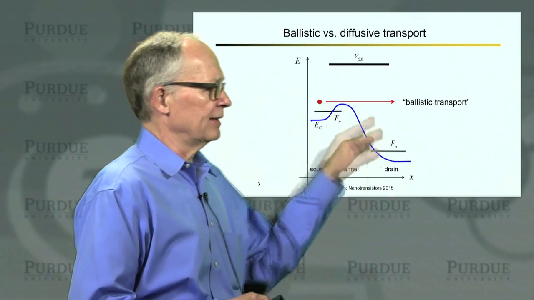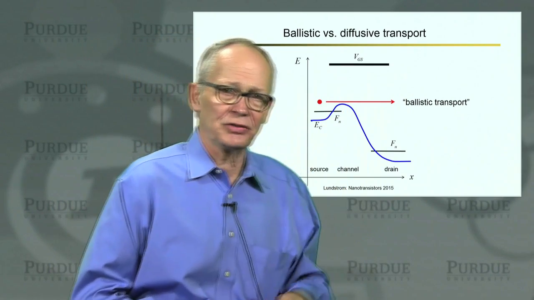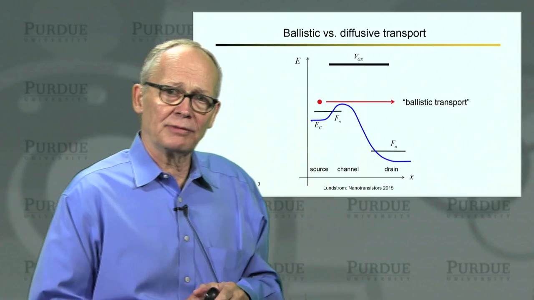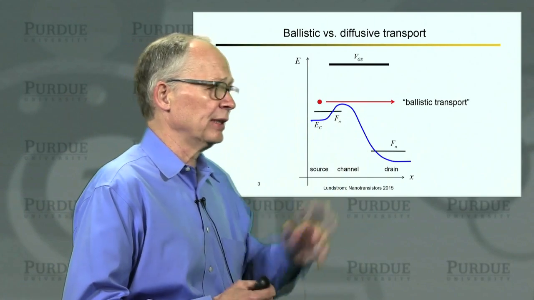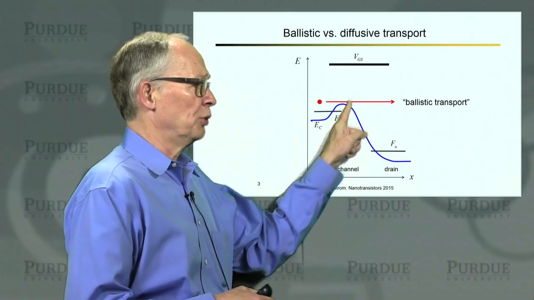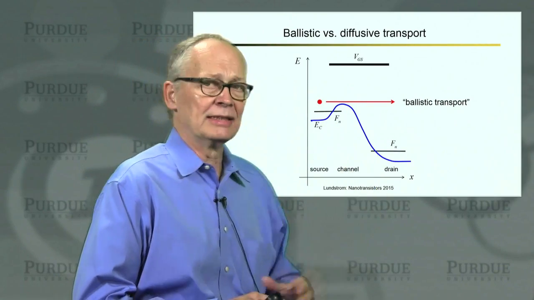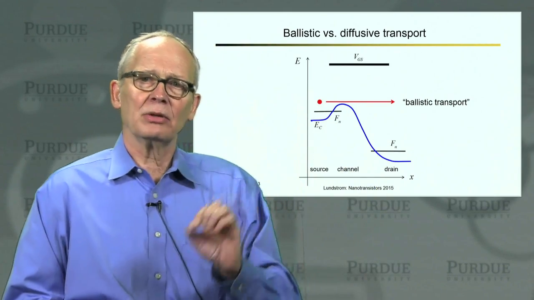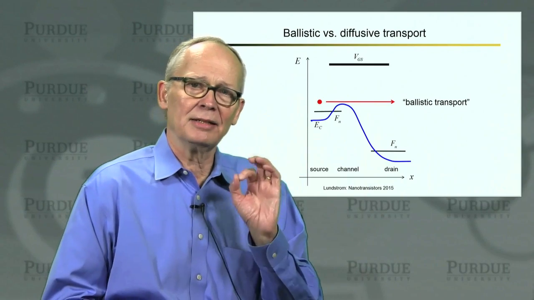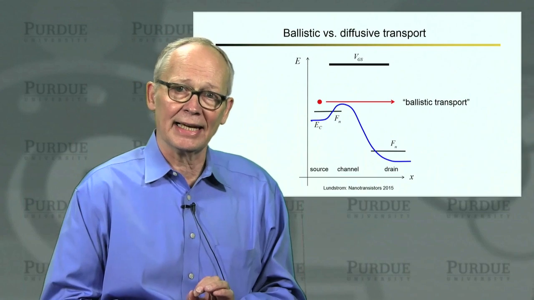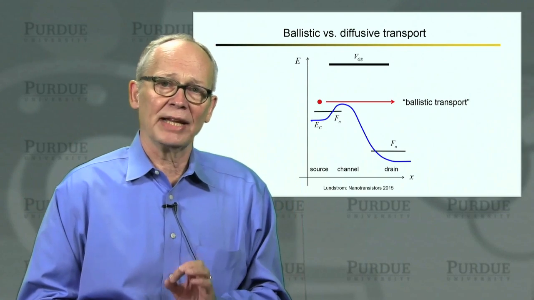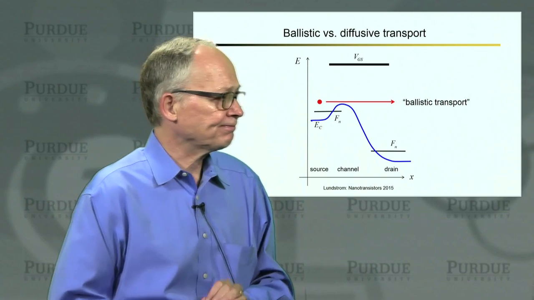Okay, so let me remind you what we mean by ballistic versus diffusive transport. We've talked about this picture of a MOSFET. We control the current flow from the source to the drain by controlling the height of this energy barrier between the source and the drain. When we push the barrier down, electrons flow across. If they flow across unimpeded, just in a straight line, and don't encounter anything that they can scatter or bounce off of, we call that ballistic transport.